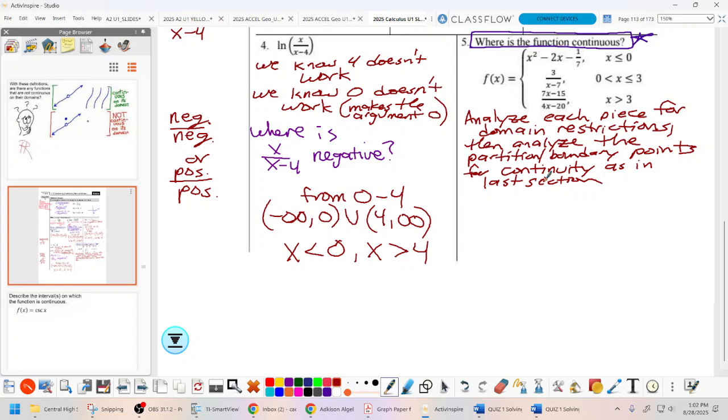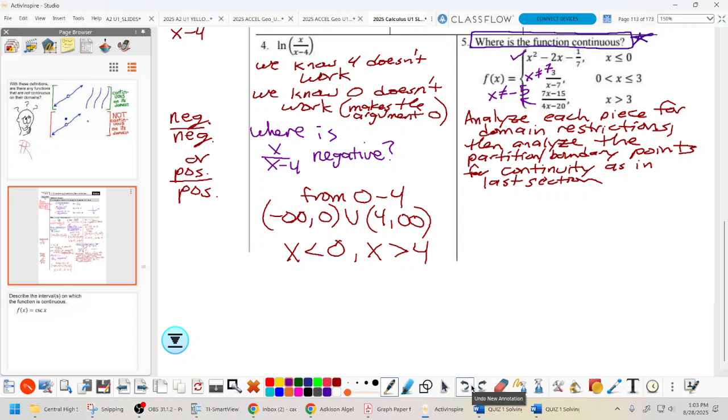So does the first piece have any trouble? Any issues here? With domain, I mean. No. So this one is fine. How about this one? Second piece, does it have any domain issues? Okay. This one, x not equal to 7. How about the third piece? Can you do that in your head? Yeah, so 5, right? So no 5, no 7, just based on our piece analysis.